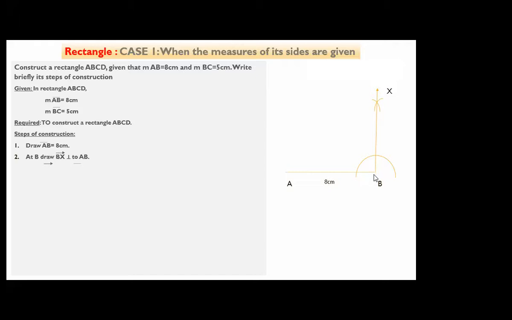Now what we have to do? Take B as center with radius equal to 5 centimeters, draw an arc which cuts BX at point C. Or I can say, from BX, cut off BC equal to 5 centimeters. Clear? Now do this step and write down the step of construction over here, right?